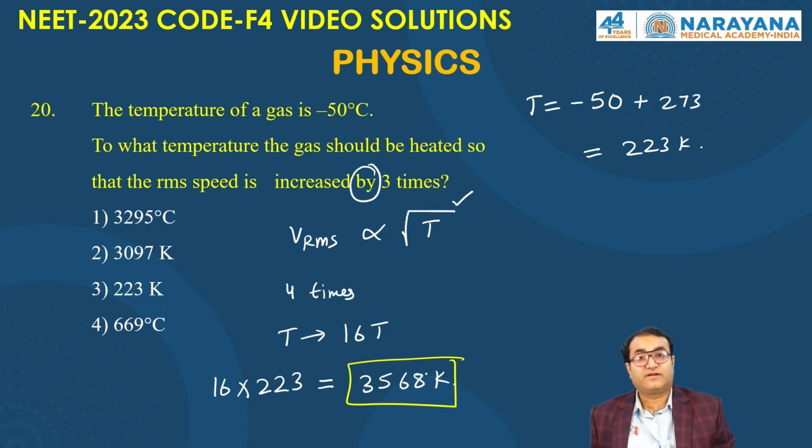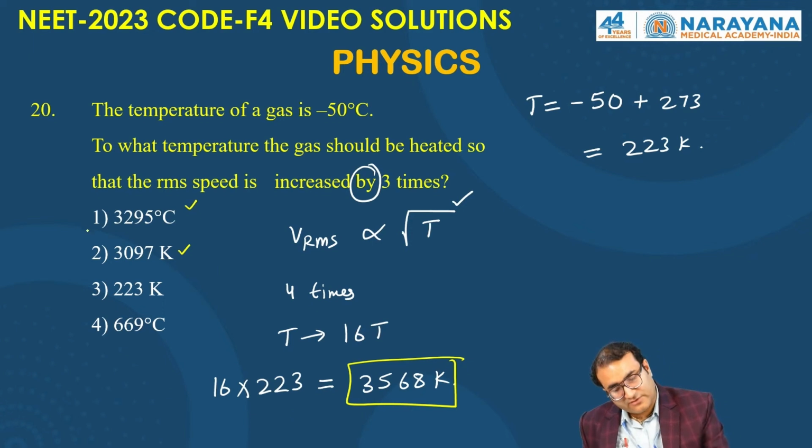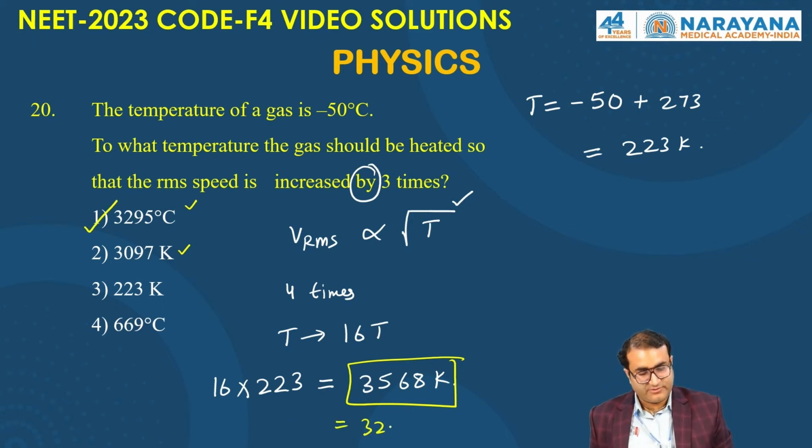As we can see the options, they are in Kelvin or degree Celsius. Kelvin is not matching, so 3568 minus 273 we have to do. It will convert from Kelvin to 3295 degrees Celsius. So 3295 degrees Celsius is the answer.